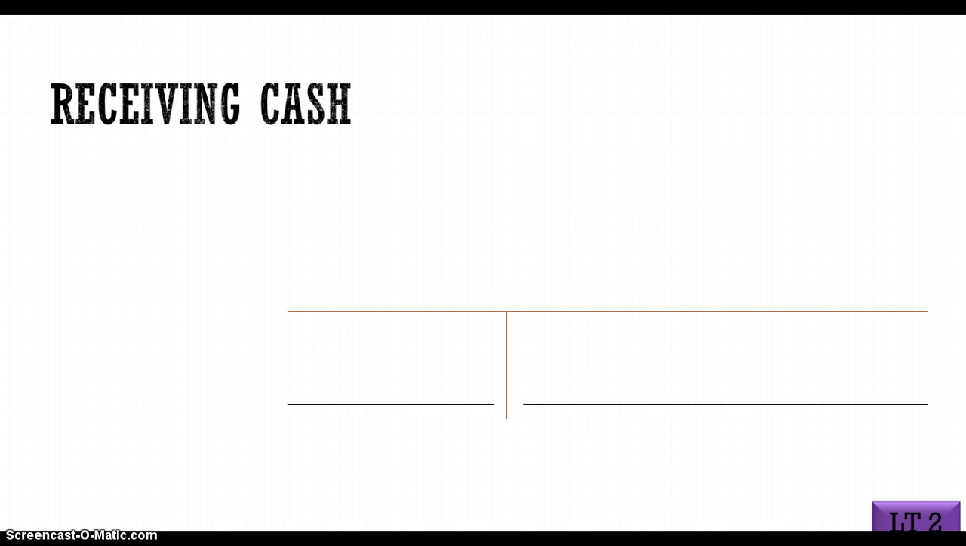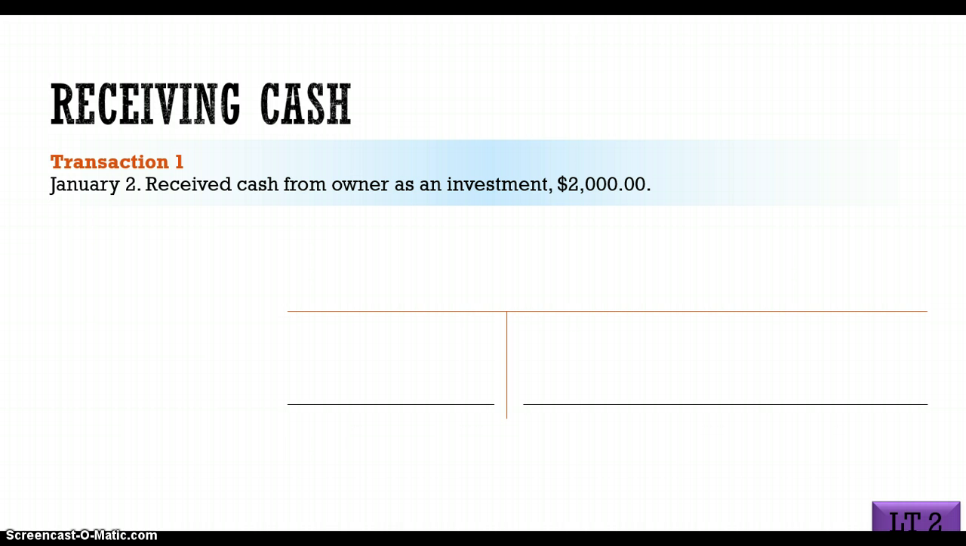All of the transactions that we'll do in the next couple slides relate to Delgado Web Services, which we learned about in lesson 1.1. Just a reminder, Michael Delgado started a website company, and it's brand new. He hasn't had any business as of yet. So the first transaction occurred on January 2nd, and we received cash from the owner as an investment in the form of $2,000.